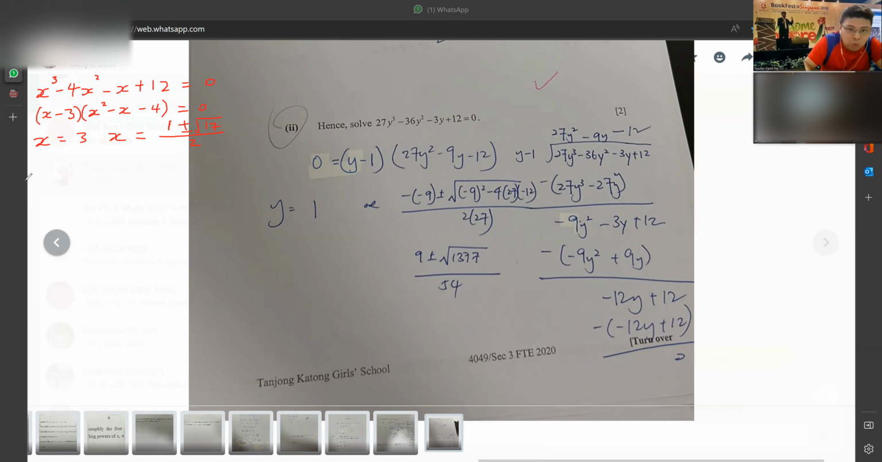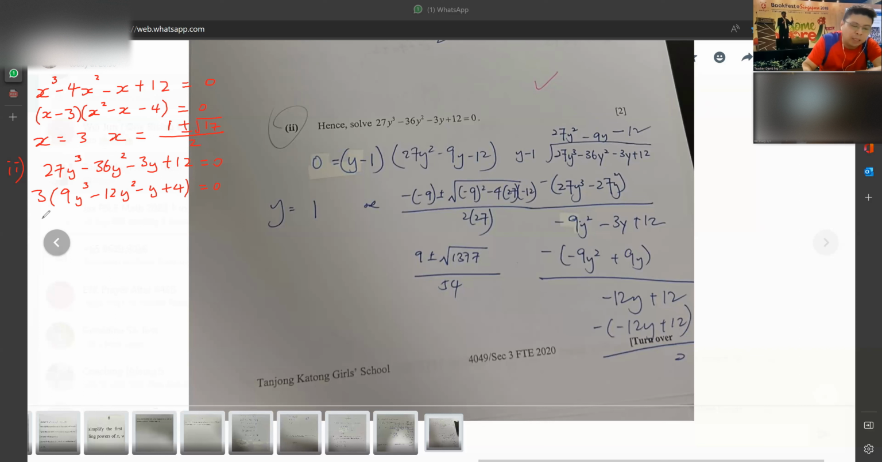Then the question becomes the new question for part 2: 27y cubed minus 36y squared minus 3y plus 12 equals 0. Then after that, you take out your 3. Then it becomes 9y cubed minus 12y squared minus y plus 4 equals 0.